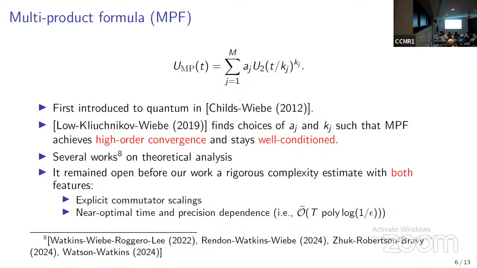And that is before our work, so we don't really know a rigorous complexity estimate with all of the desired features. That is, we want the commutator scaling, and we want this near optimal time and precision dependence. Roughly speaking, before our work, we knew a formula of this multi-product structure, and we had some expectation on this formula, and there was some partial evidence showing that it has all of these features, but we didn't really know this for sure from a theoretical perspective.